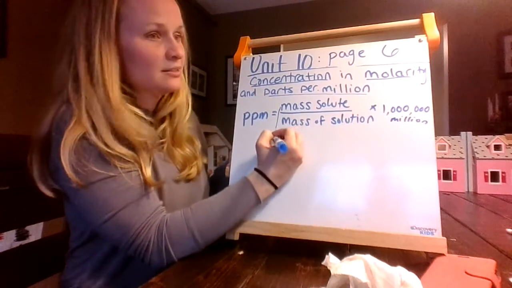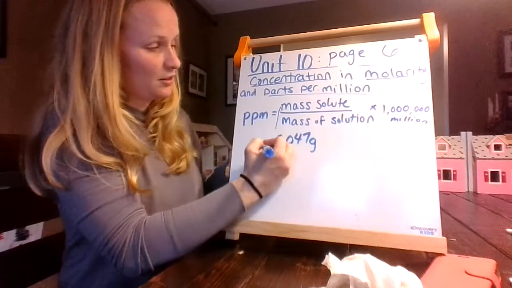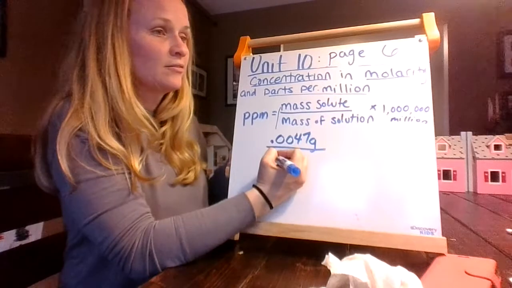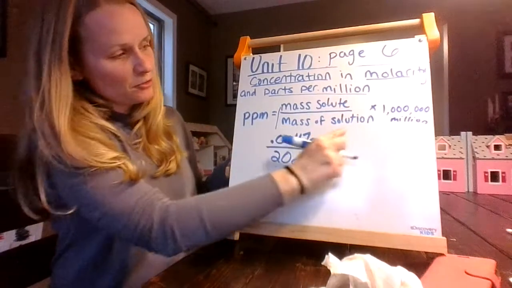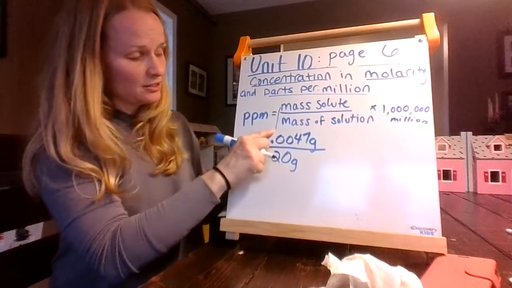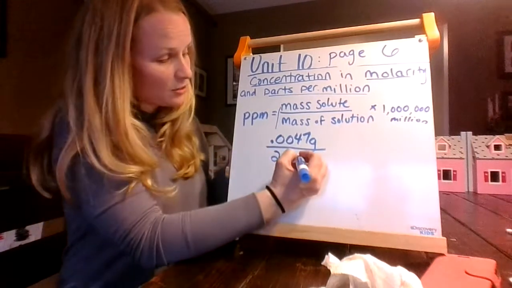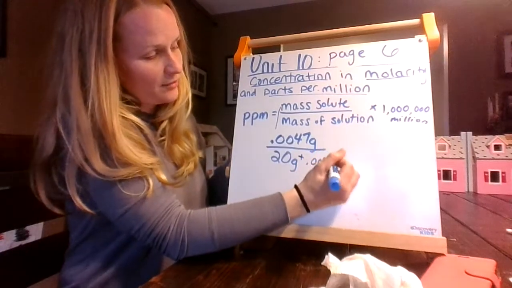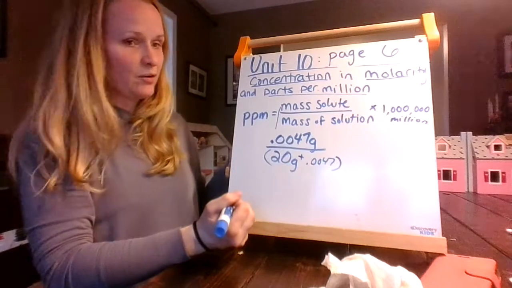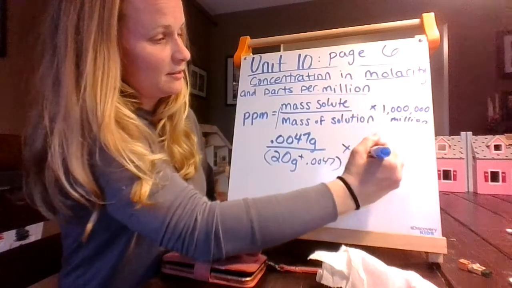So the mass of the solute is 0.0047 grams of solute. And the mass of the solution, you might think, oh, that's the 20 grams. But that would be if you're doing the mass of just the solvent. It's not solute over solvent, it's solute over the whole solution. Included in that solution is the solute, so it'd be 0.0047 that goes on the bottom. All right, and then times a million.